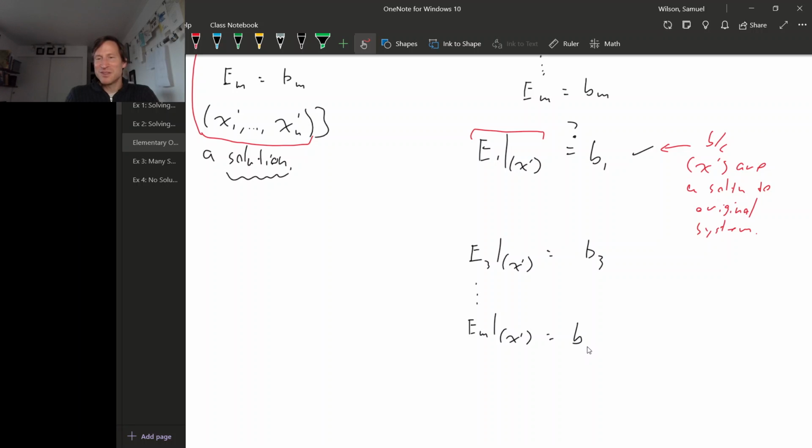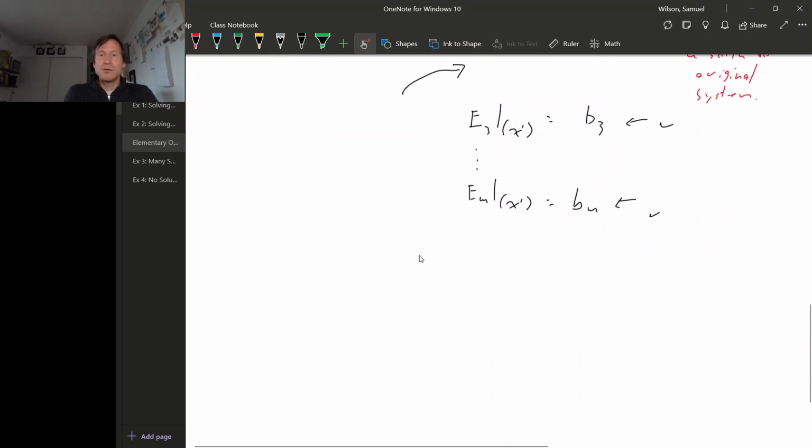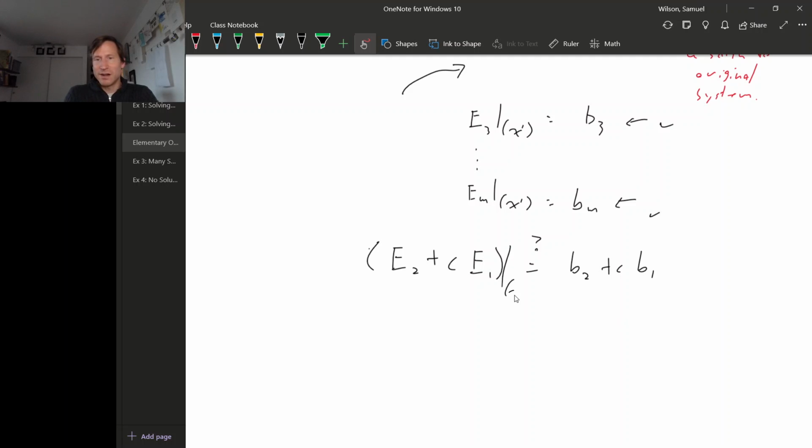So if we started with a solution to these equations and then we didn't change any of these equations, we still have a solution to these equations. So, right, these are all the same. So really, it's only a question of the second equation, which is the one that we modified. Is our old solution still a solution to the second equation? Well, our second equation was, remember, e sub 2 plus a constant times e sub 1. And we want to know, is this equal to b sub 2 plus a constant times b sub 1 when we plug in our x values?